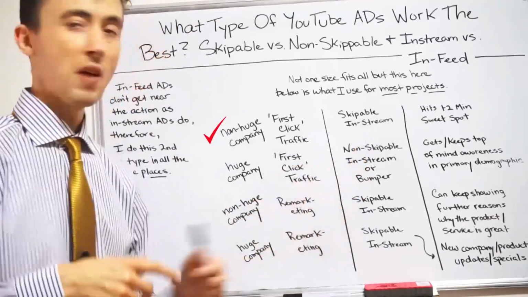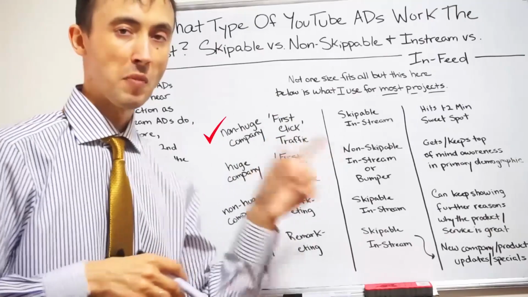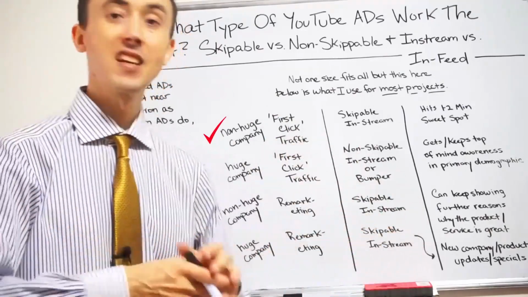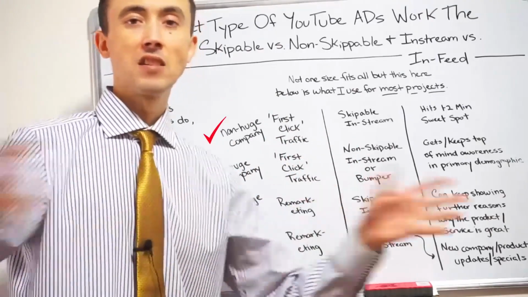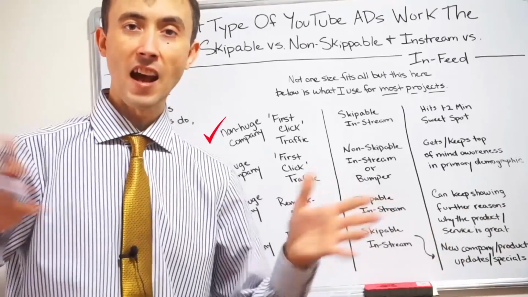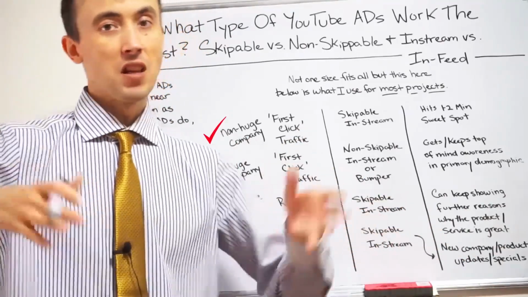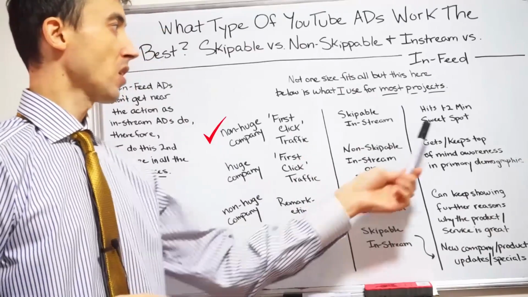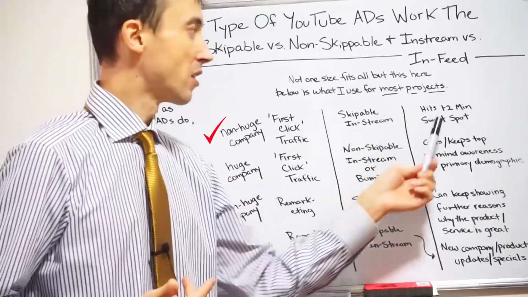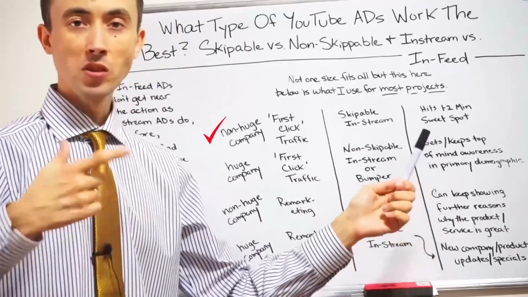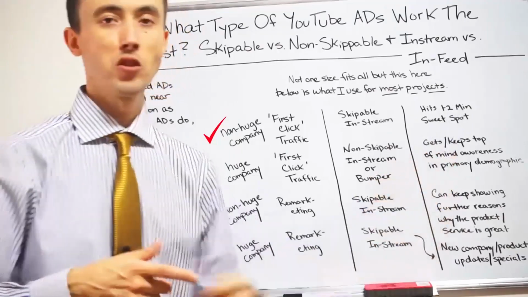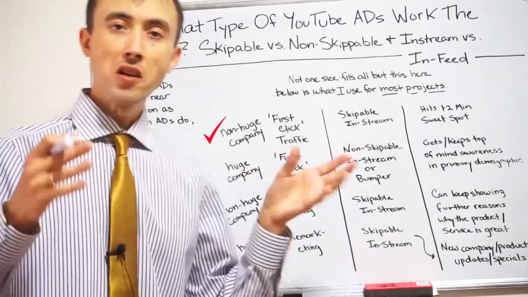But with a skippable in-stream ad, you can actually do more than 15 seconds. There's actually basically no limit on how long it can be. If you want a 30-minute ad, you can do a 30-minute ad. It can be an infomercial if you want. For me, though, the sweet spot on those ads for most companies is going to be a video that's 1 to 2 minutes long. Why 1 to 2 minutes?